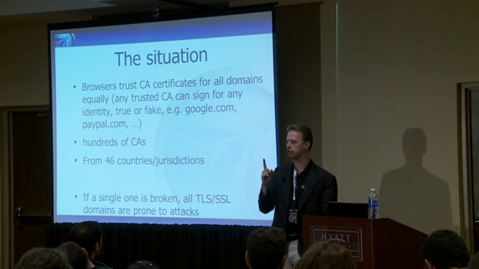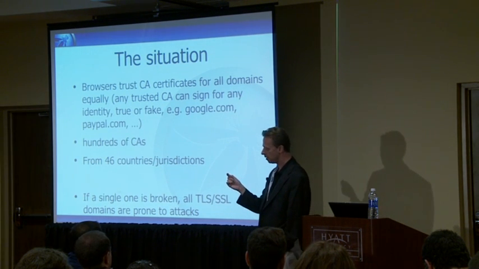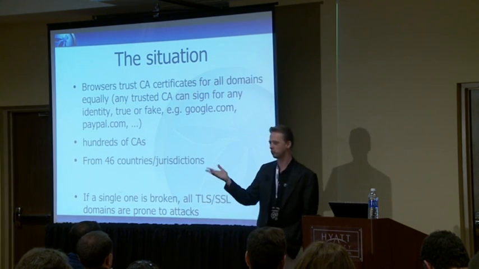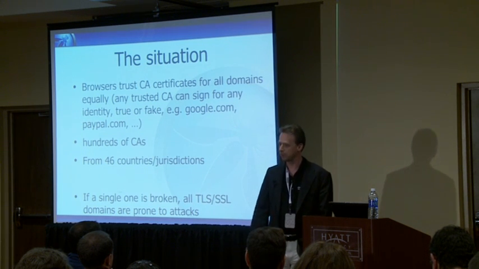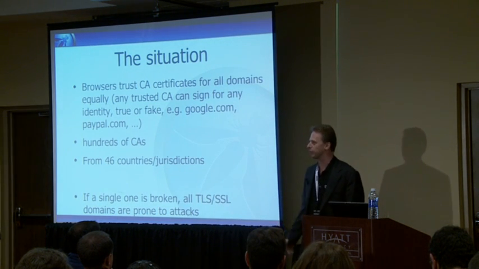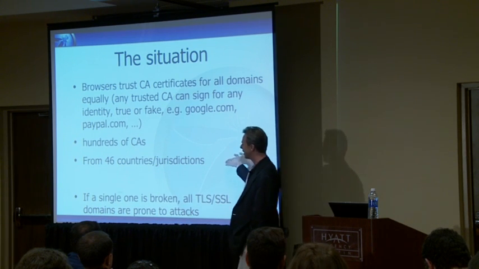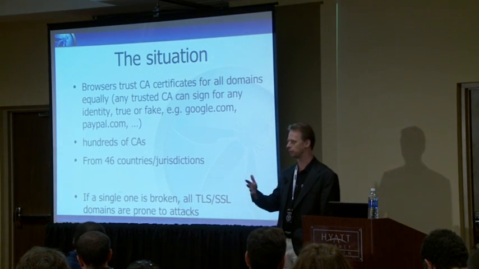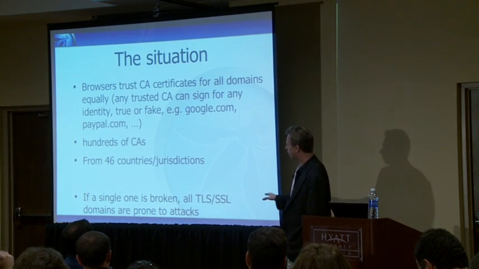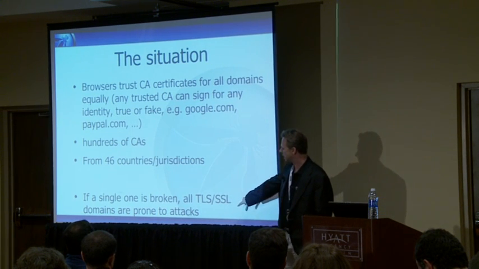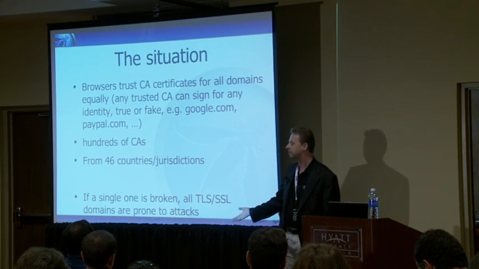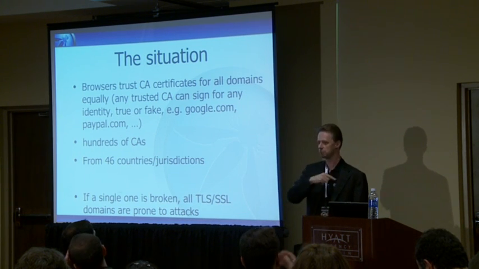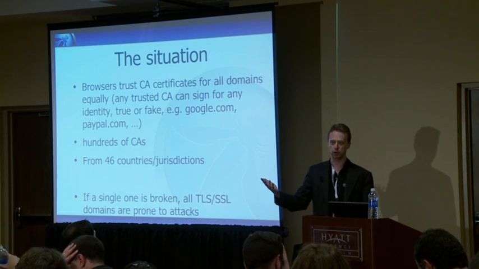Only one single CA you need to breach, either as an attacker or as a government. Because if the government goes to these companies in their country and says, you really have to do this for me, they really have to do this. So they can also influence getting these certificates. Think about the Secret Service or something like that. So if a single one of them is broken, basically all your TLS, SSL domains are prone to this attack. Only one of them needs a breach, and basically we are all thinking about what we can do with this model.